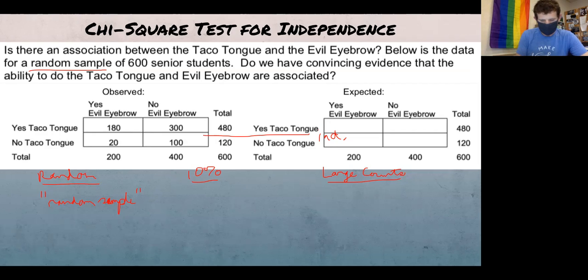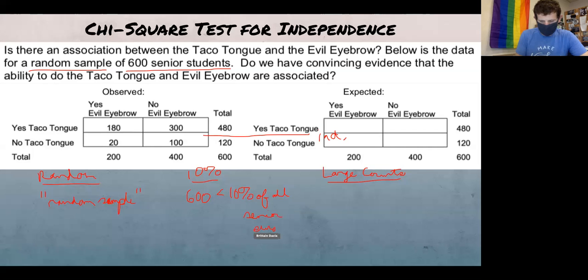We're going to assume that our population, because it just says 600 senior students, doesn't say from a particular school. Let's assume we're talking about all senior students. Yeah, 600 is less than all seniors. But if it was talking about a singular school, would you have to change it? Would it just be about that school?